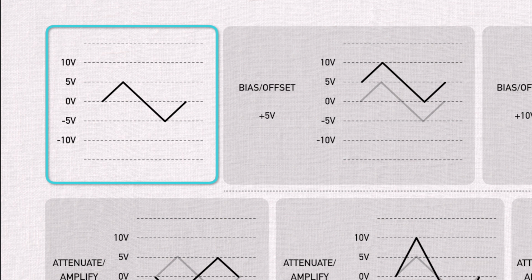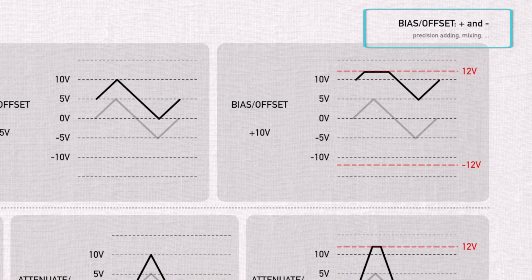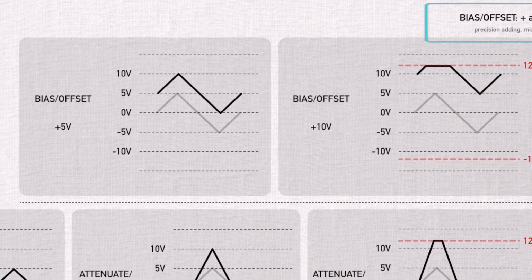So you can see that this wave lives between 5 and -5 volts, and it is centered around 0 volt. And I first want to show you what bias offset is. A bias offset, I wrote it on the top right. Bias and offset, which are in the Eurorack world synonyms, are summation, and this can be addition, plus, and subtraction, minus. And it's really just maths, and you can find this, for example, in precision adders or mixers.